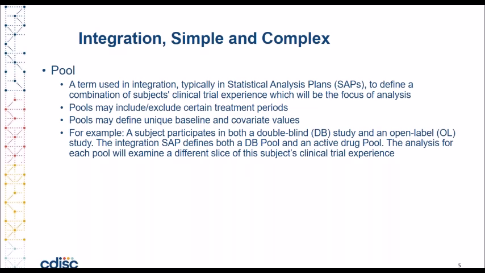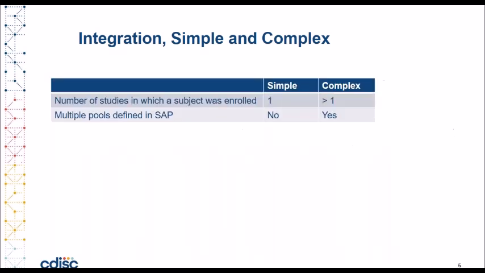So there's an example here at the bottom of the slide with a double-blind study and an open-label study. So if you try to put that integration together, you may end up talking about different analysis pools. One that has the double-blind information in it, maybe one that has all the information in it from both the double-blind and the open-label when they were active. So we can have different kinds of pools that we use. So it's something we really had to keep in mind as we were putting this integration together. And that kind of got us to what's a simple integration versus a complex one.